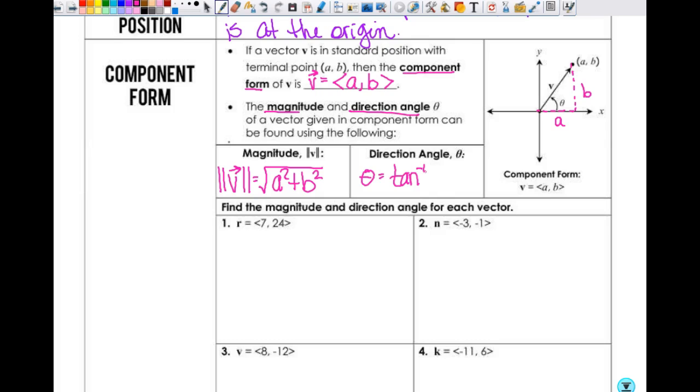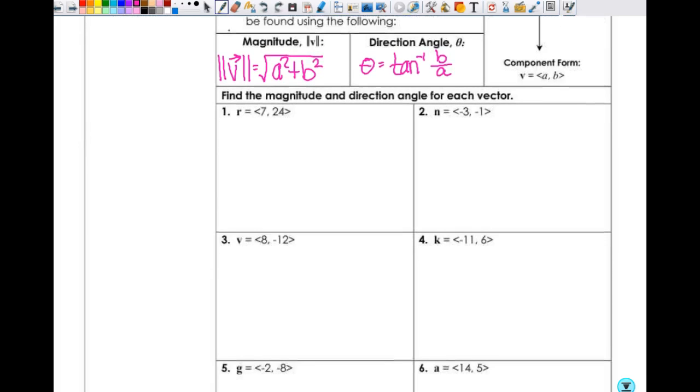Is it B over A or A over B? B over A, because it was like Y over X, right? Exact same thing you do to convert from rectangular to polar, because they're all intertwined. Okay? We good? All right, so let's look at number 1.